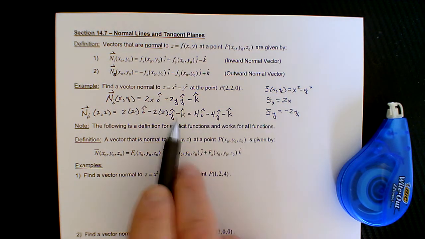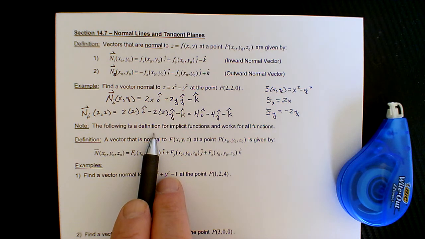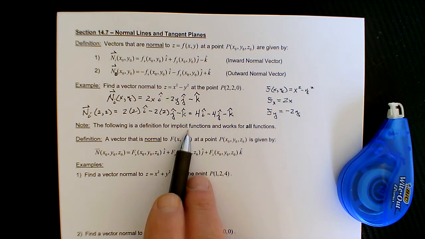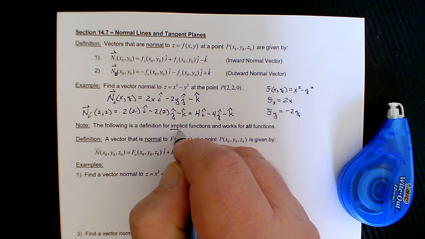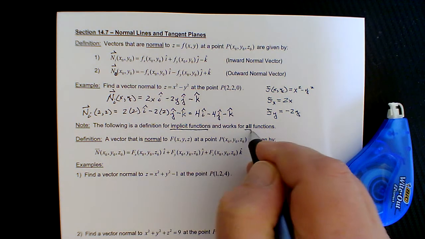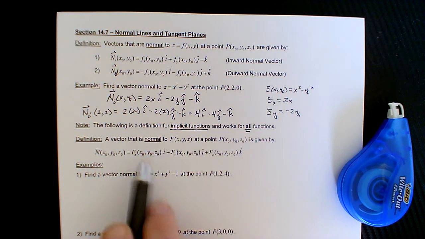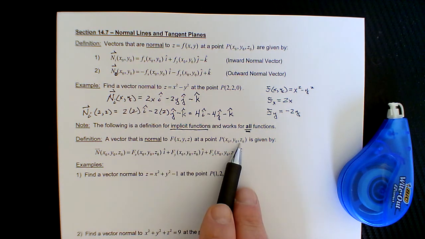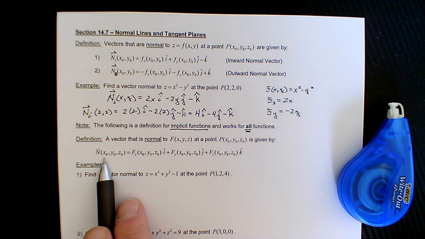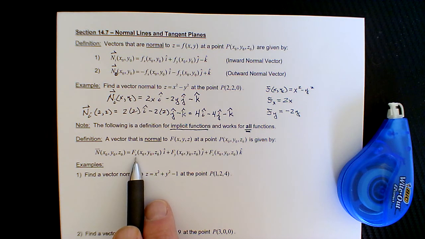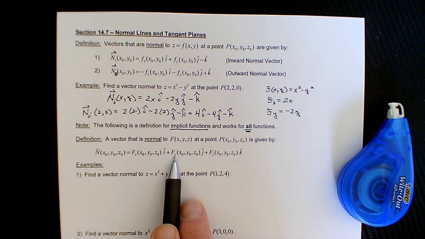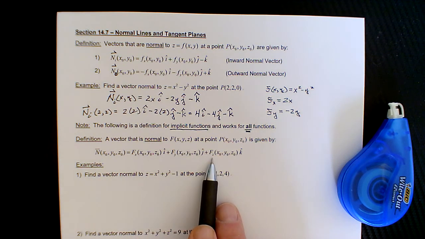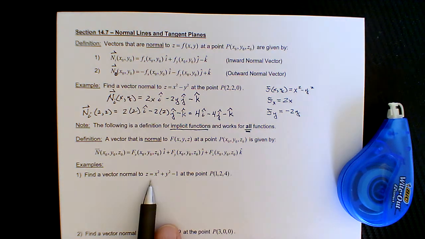But I'm going to suggest the following definition to be used from now on. It's for implicit functions. And because it's for implicit functions, it's going to work for all situations. So we say that a vector normal to an implicit function of x, y, and z at a particular point is given by, it's pretty much the same thing, partial of f with respect to x times i, with respect to y times j, but then with respect to z times k. So here's an example.